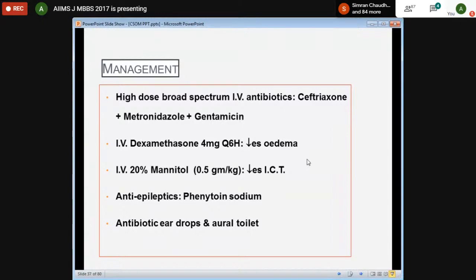Then dexamethasone, which will lead to a decrease in the edema. Mannitol, which decreases the intracranial tension. We should give anti-epileptics also, like phenytoin sodium, ear drops and oral toilet.